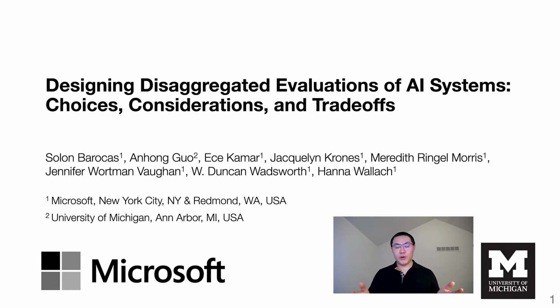This video overviews our AIES 2021 paper, Designing Disaggregated Evaluations of AI Systems: Choices, Considerations, and Trade-offs. I'm Anhong Guo from the University of Michigan, presenting on behalf of my co-authors Solon Barocas, AJ Kamar, Jacquelyn Krones, Meredith Ringel, Jen Wortman Vaughan, Duncan Wadsworth, and Hanna Wallach from Microsoft. Note that although Meredith Ringel did this work while she was at Microsoft, she is now at Google.